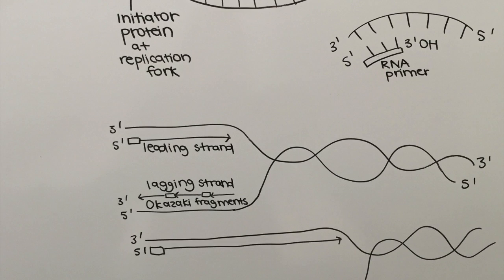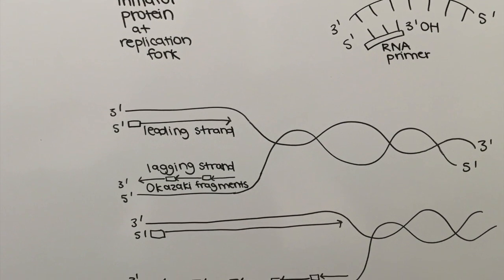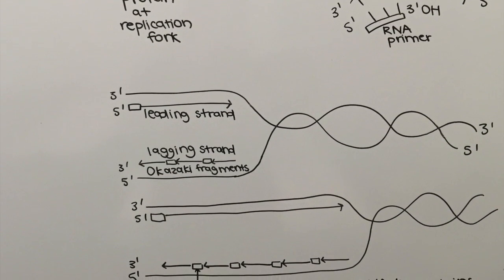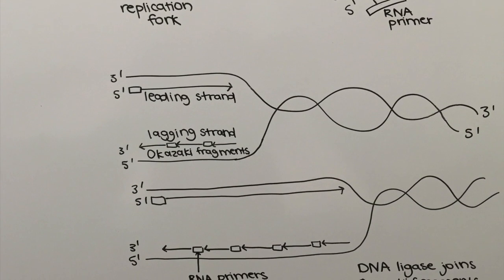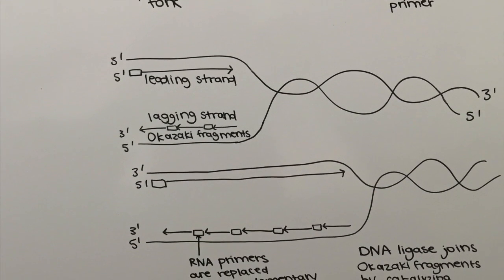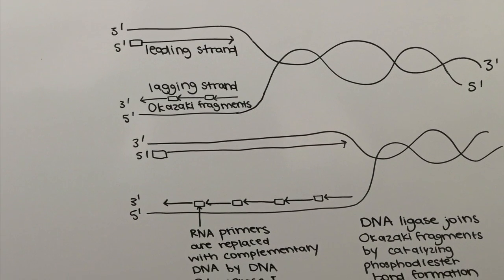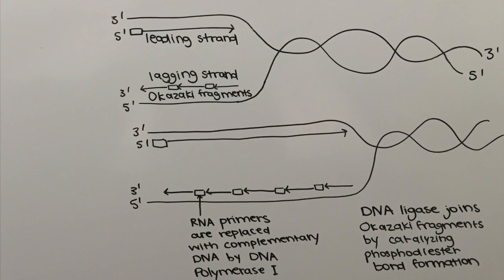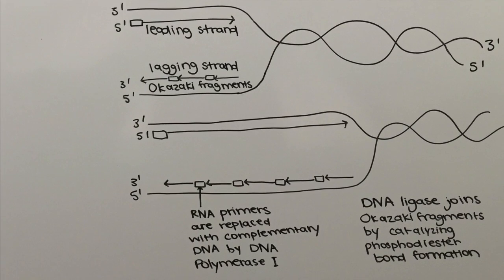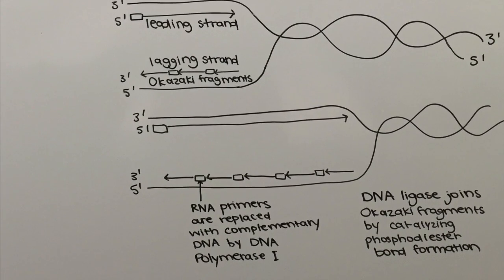As the replication fork continues to move, the leading strand is continuously synthesized, while the lagging strand is discontinuous. Okazaki fragments are formed, and DNA polymerase I later replaces the RNA primer between the fragments and the lagging strand with complementary DNA. DNA ligase then joins the fragments.